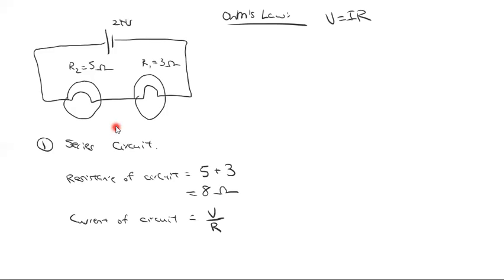In this case, we're looking at the circuit as a whole, so it's the voltage of the circuit and the resistance of the circuit. We know the voltage of the circuit is 24 and the resistance is 8. The fact it's 5 plus 3 is not important; once you work it out, the resistance of the circuit is 8. Therefore, the current of the circuit would be 24 over 8, which will give you 3 amps.